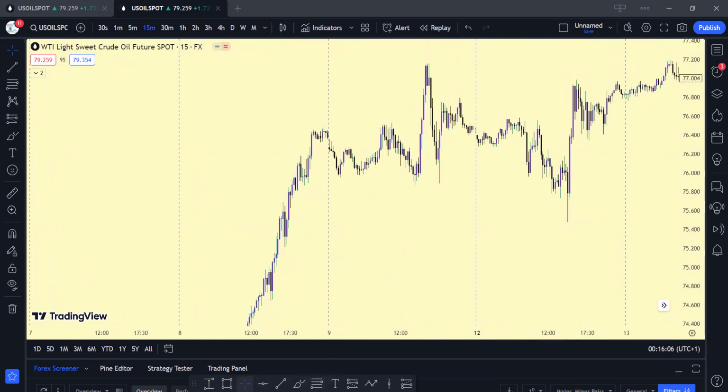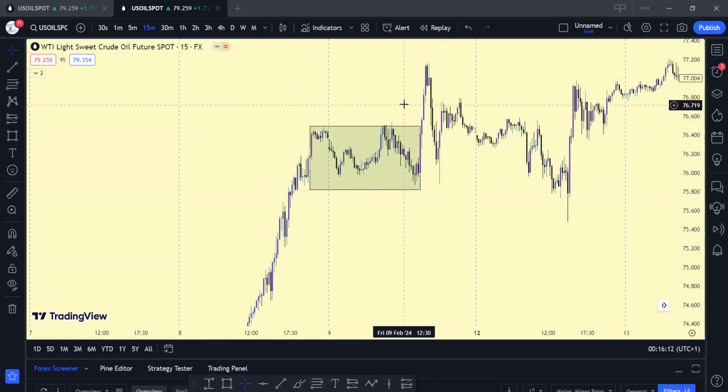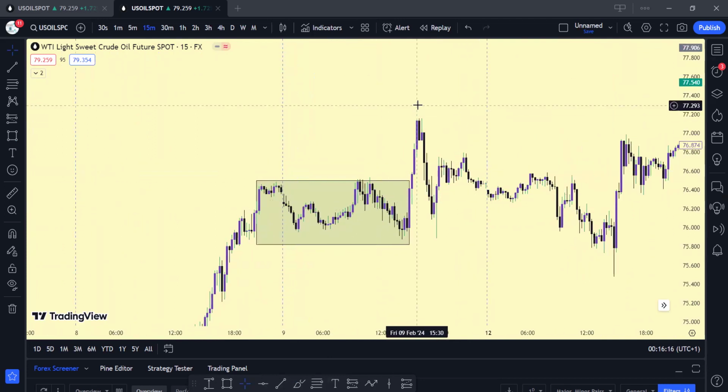So this is a range. Right. This is a range. The market broke up. So what if you are somebody that did not move your stop loss to break even, right? You'd have lost this trade. So like I said, it gives room for improvement.